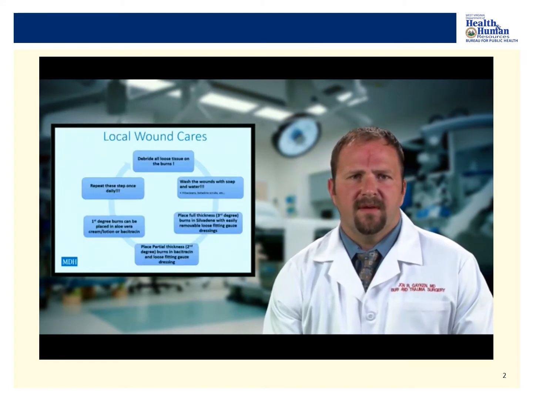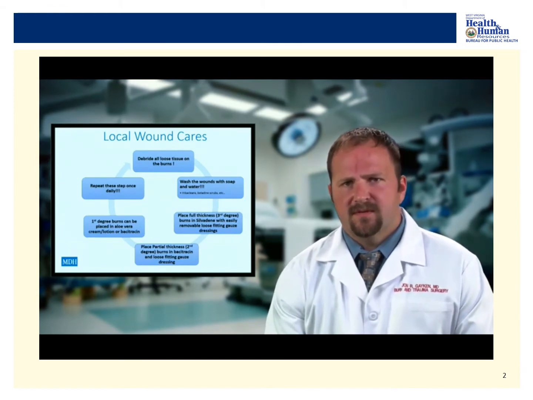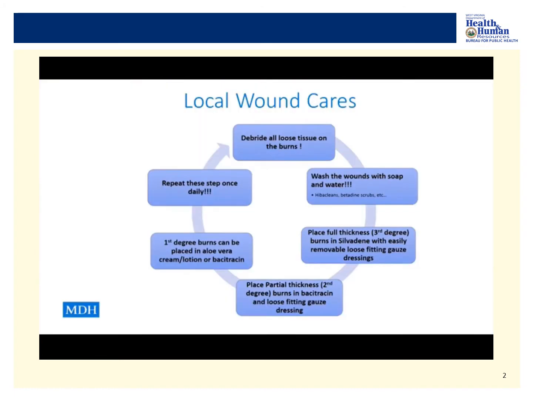Local wound cares, basically you want to debride and remove all loose tissue from the burn. This is just dead tissue. If it wipes off or looks like a big blister, it needs to come off. It's only a source of infection. You wash all the wounds with soap and water, Hibiclens, betadine, etc. You place the full thickness third-degree burns in a Silvadene or into a bacitracin dressing, loose fitting.